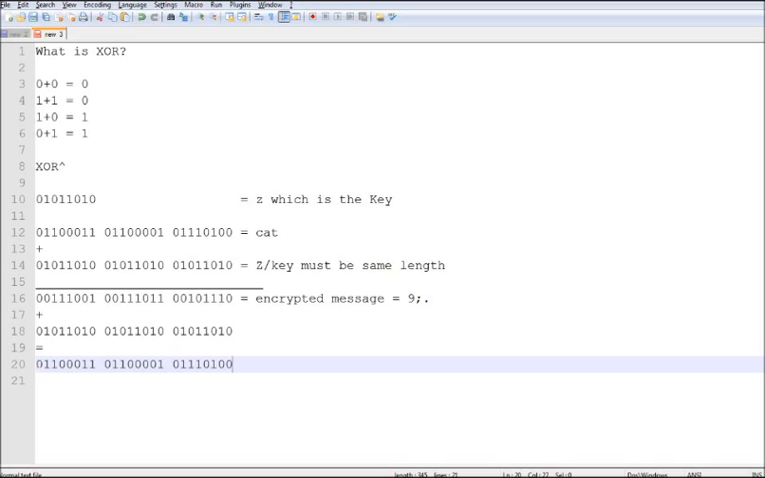Just to make sure, 0 plus 0, 0. 0 plus 1, 1. 1 plus 0, 1. 1 plus 1, 0. 1 plus 1, 0. 0 plus 0, 0. 0 plus 1, 1. 1 plus 0, and so on. And that will equal cat. Now, that's the basic principle of XOR.